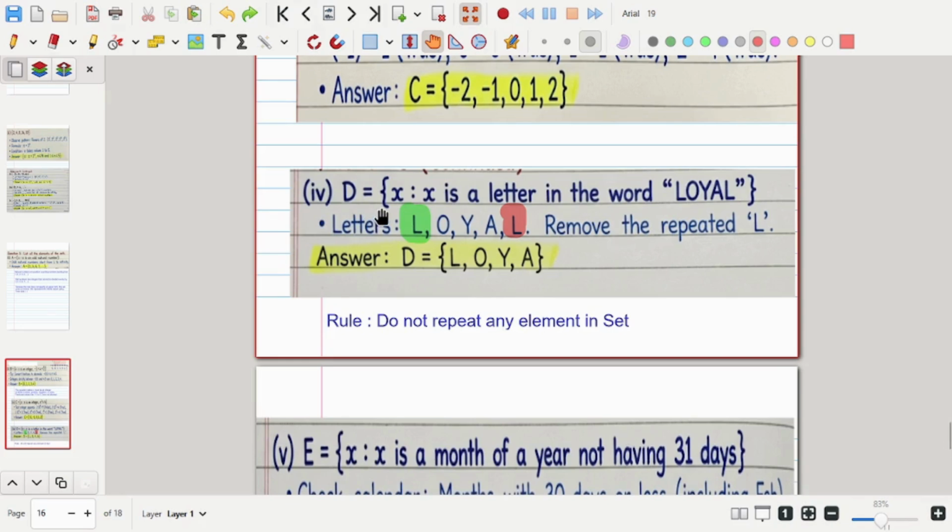D is a set of all x such that x is a letter in the word loyal. List all letters in the word loyal. They are L, O, Y, A, L.